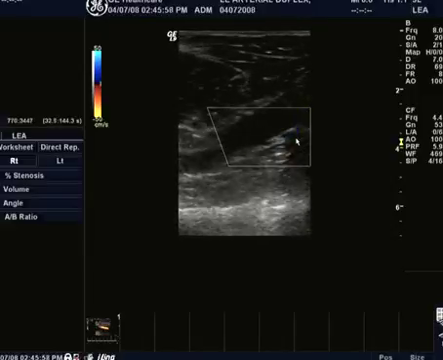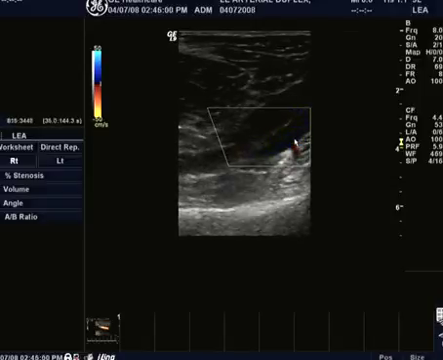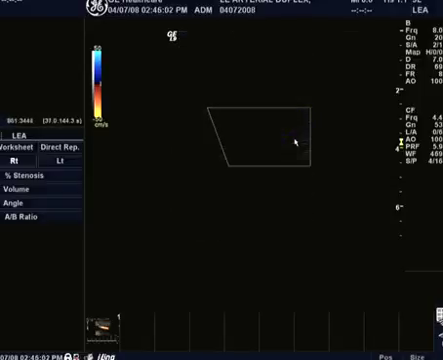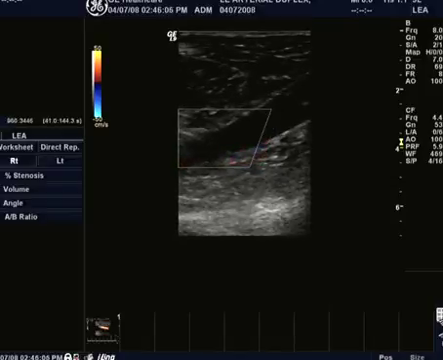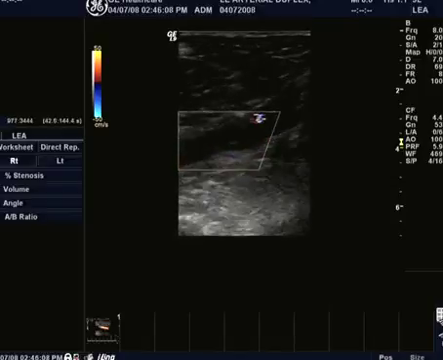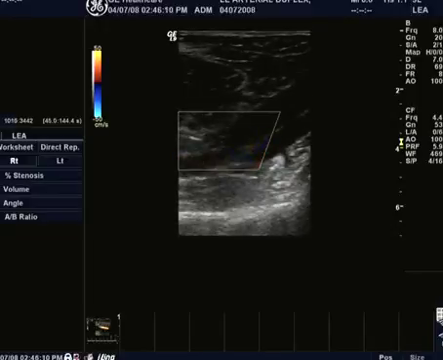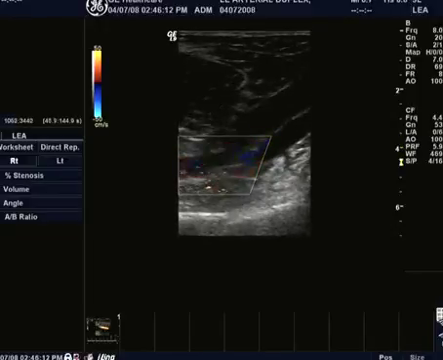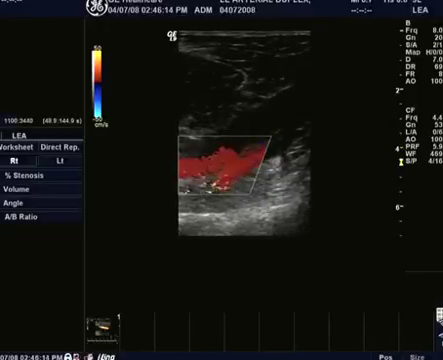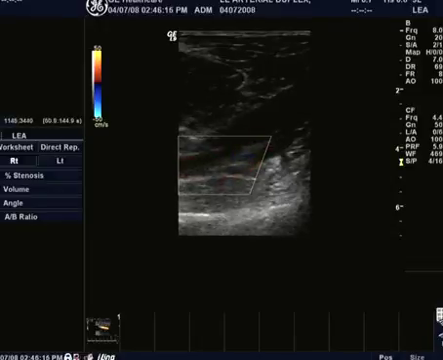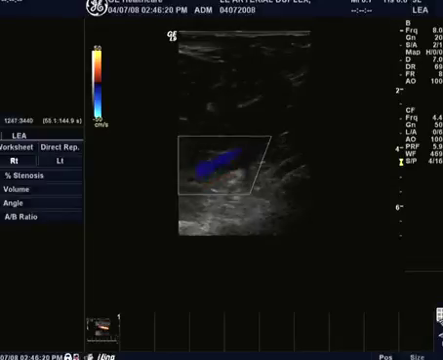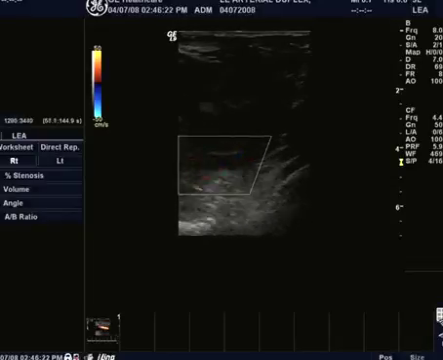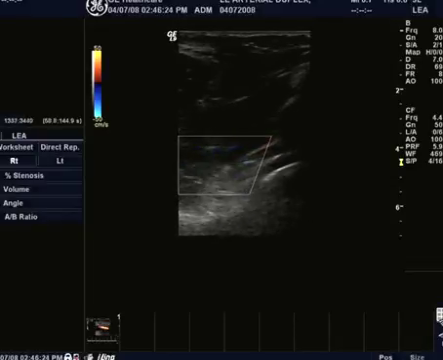So I'm turning the transducer, rotating it into a longitudinal view. The blood vessel is steering back. So I'm going to steer back my color box so that I can see that popliteal artery well. And now that I can see it a little better, I realize that I've got a little too much gain, so I'm dropping that back. And here we see the popliteal artery.